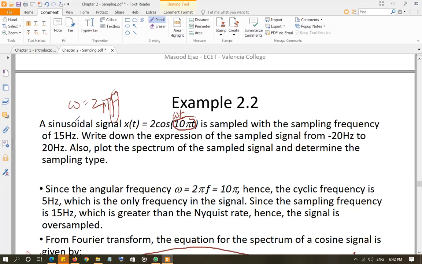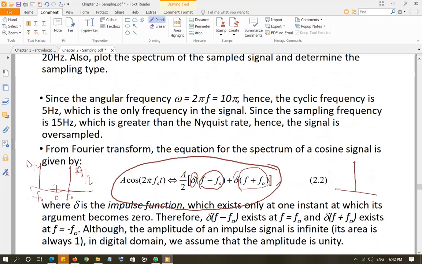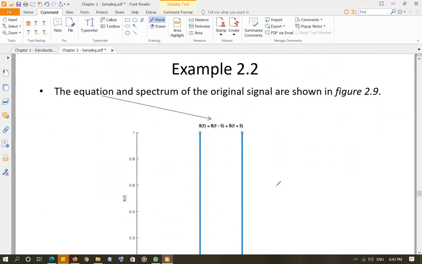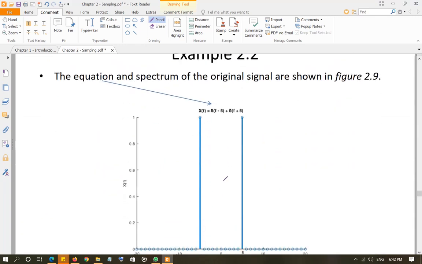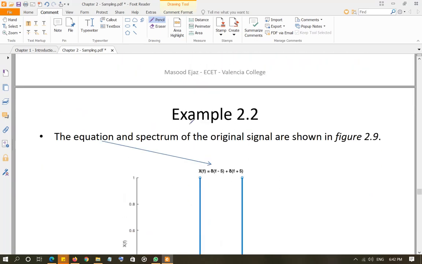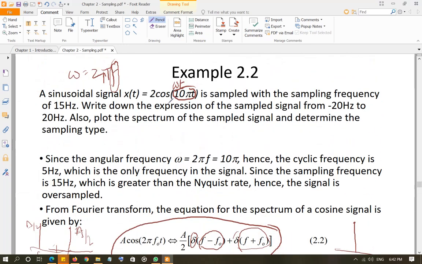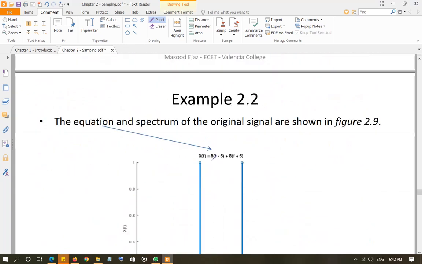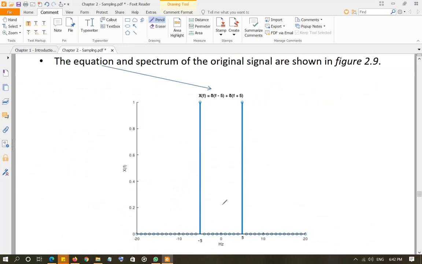We are sampling it with 15 hertz. That means we are oversampling it. Nyquist rate is going to be 10 hertz, so we are oversampling it. And then this is the original spectrum, as I just discussed with you over here. Since the magnitude of the cosine signal is 2, a by 2 is going to be 1. So the magnitude of each impulse is 1, and the impulses exist at f naught, that is 5, and at negative f naught, that is negative 5. This is the spectrum of the original signal.